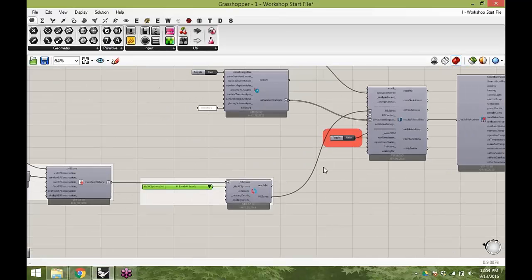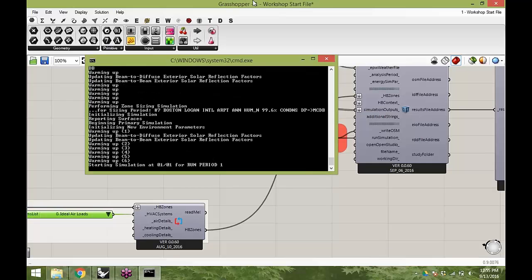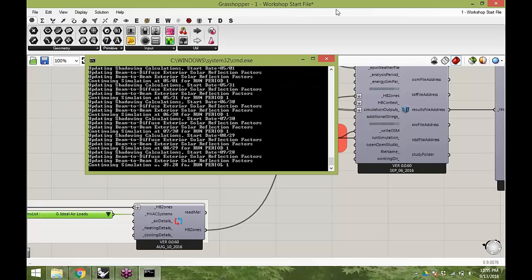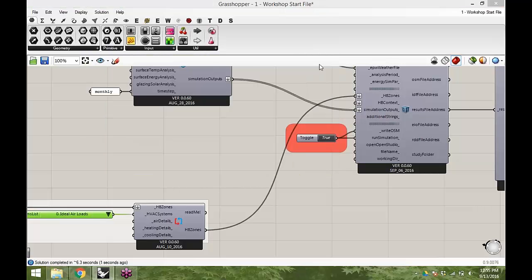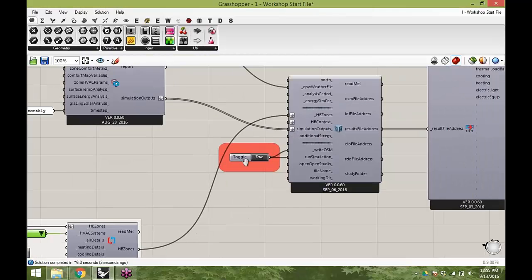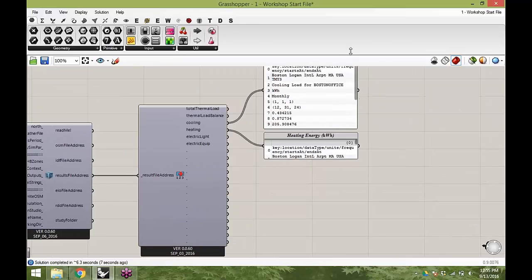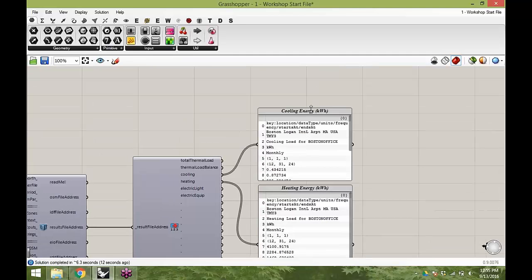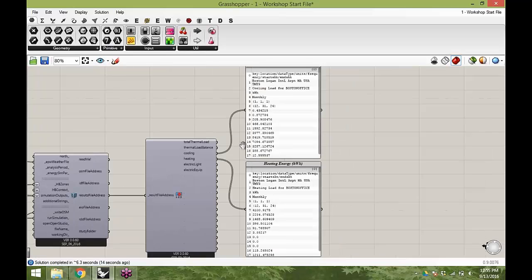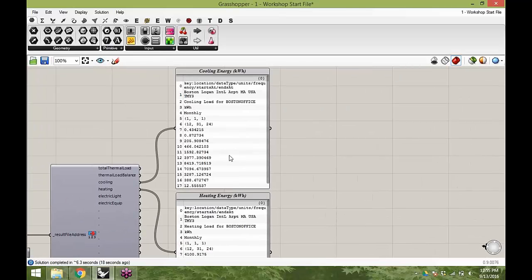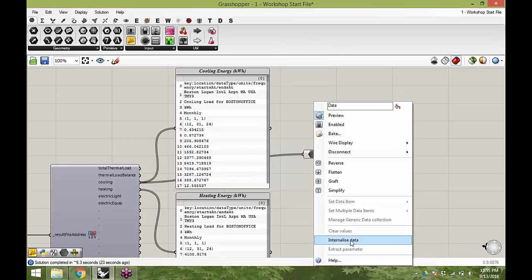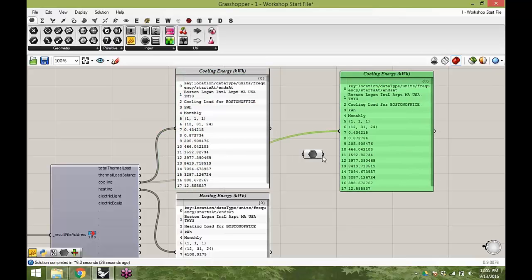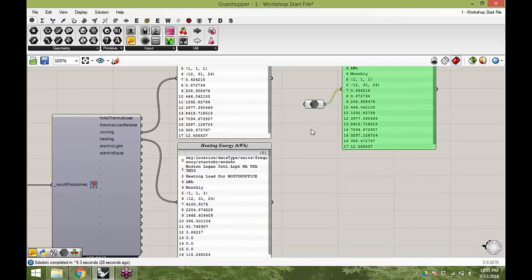Maybe I'll just run this initial model right now. Arvin should have sent this out, so you should have this file, the workshop start file, which is really just a condensing of what we worked with last time. You see that we get out some cooling load and heating load in kilowatt hours here. Just so that we have a comparison, I'm going to copy some of this data and internalize it, so we can compare what we get with Honeybee when we model ideal air versus a full HVAC system.